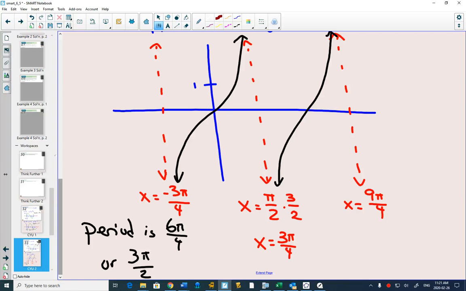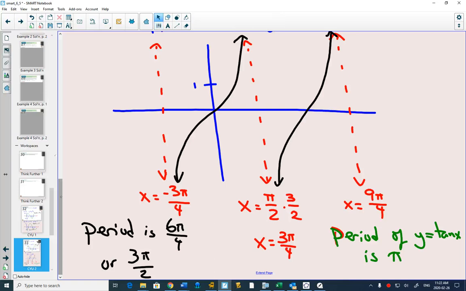Now, if we think about the period of just your regular tan graph, which has one asymptote at negative pi over 2 and the other at pi over 2, the period of a regular tan graph is pi. And now we've stretched it by 3 over 2. Does it make sense that your new period would be 3 over 2 pi?